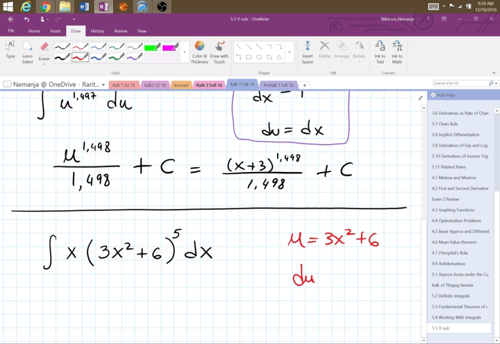Now what's du equal to? It's the derivative of this, which is 6x, and then we'll immediately put dx on this side. You know it will be du over dx, right? And then you will have to move the dx in the next step. So just immediately put dx right there at the end.